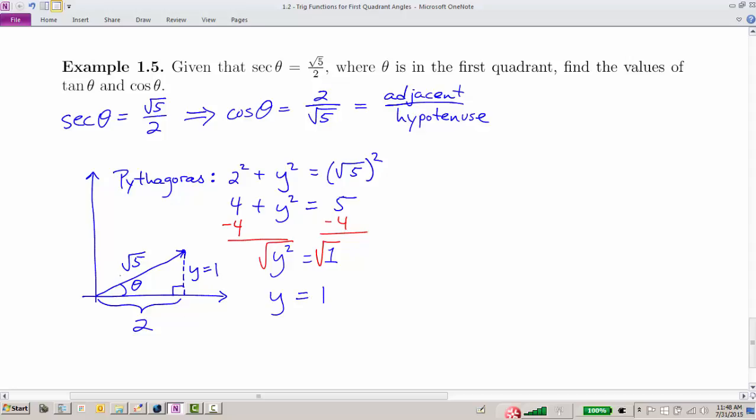And now that we have that side, we can now focus back on the question they asked us. We already have cosine, and we want to find tan theta. And so using SOHCAHTOA, and in fact the TOA part, we know that tan theta, opposite over adjacent, is 1 over 2, or 1/2.